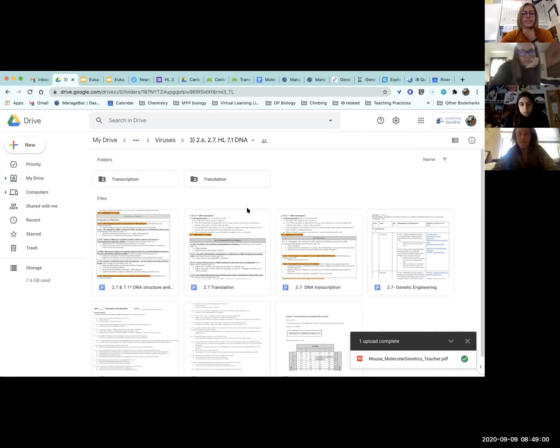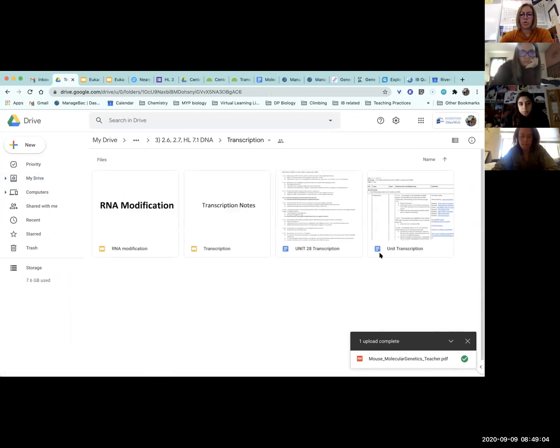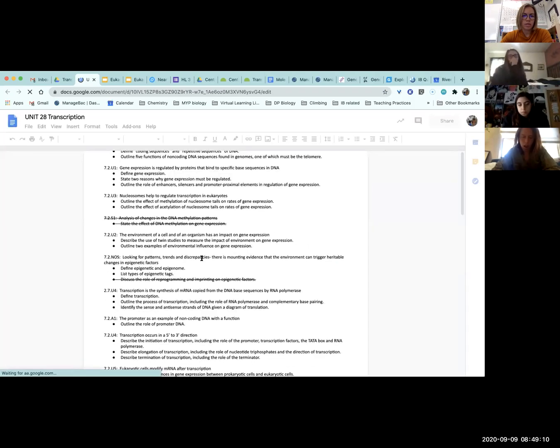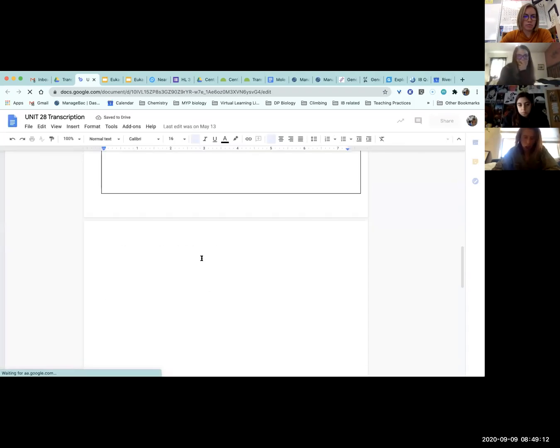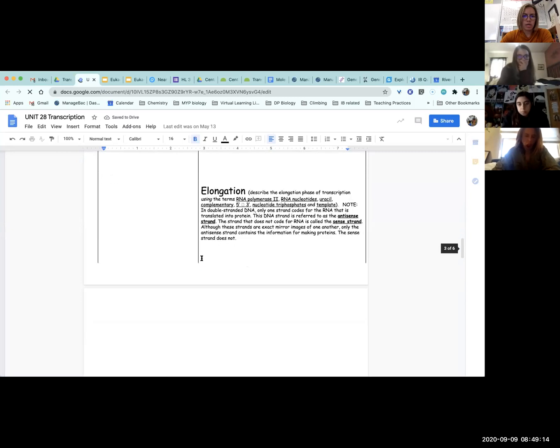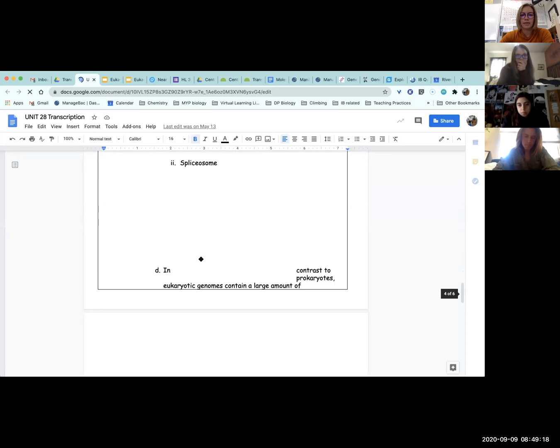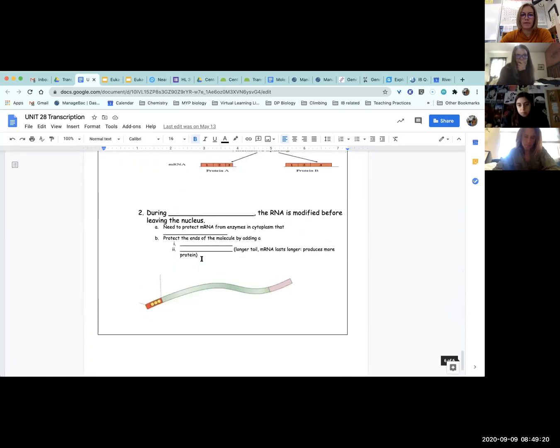Yeah, so 2.6, 2.7, it would have been in this transcription section. So you would have seen it in these notes here, okay? So it was in all of these kind of boxes that I had you guys drawing in, okay? So RNA modification, etc.